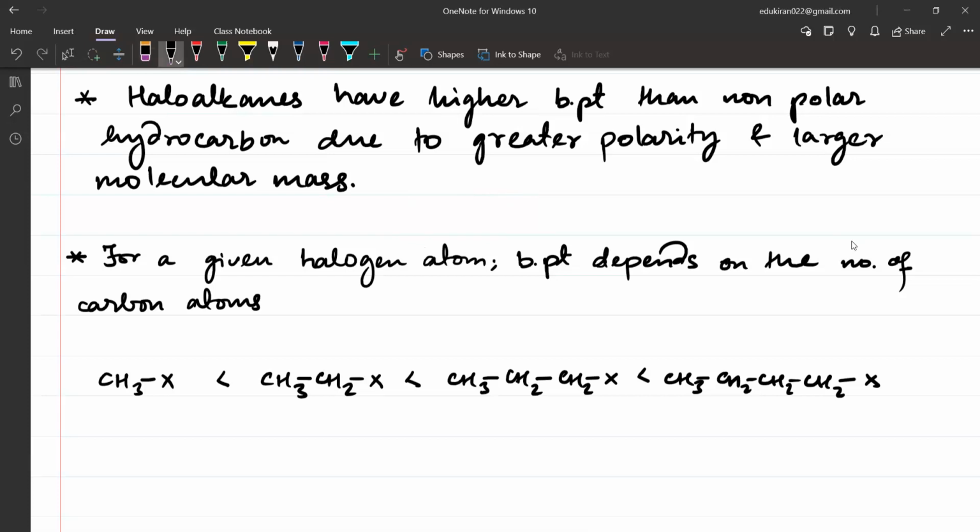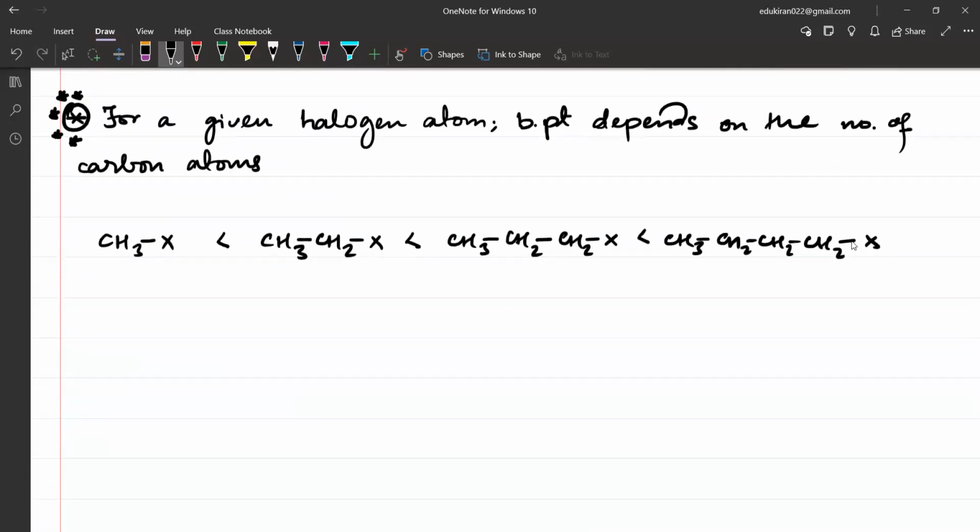Please write here. For a given halogen atom, boiling point depends on the number of carbon atoms. These things you have to remember. Even if you don't remember dipole, these things you have to remember. Otherwise, you will just be deriving each and every concept that we are writing. For a given halogen atom, if the halogen atoms are the same, then you are going to look at the number of carbon atoms.